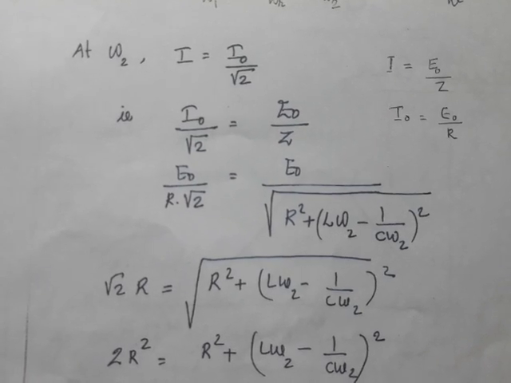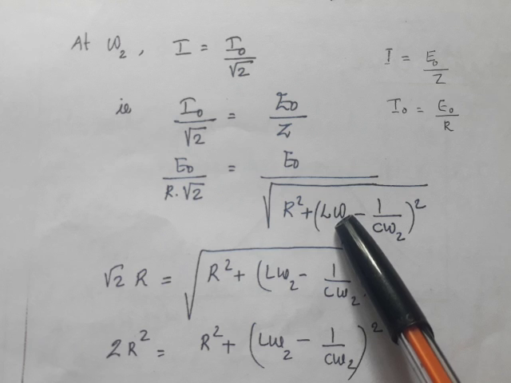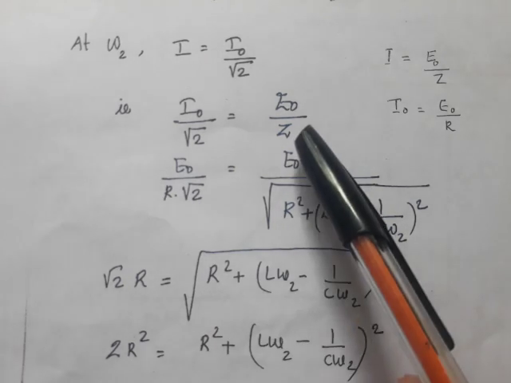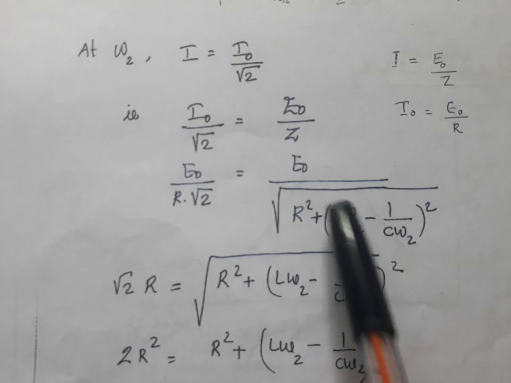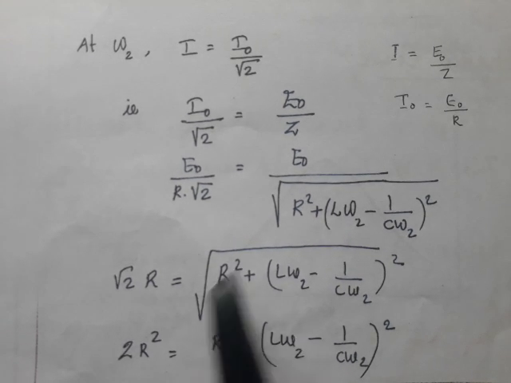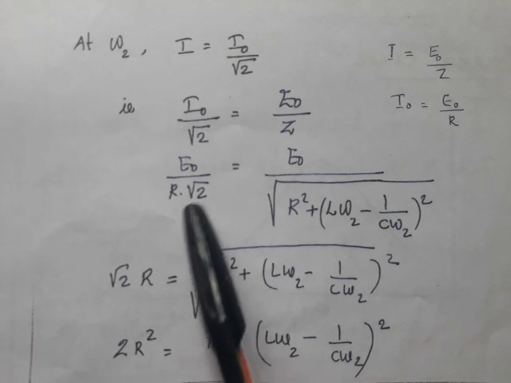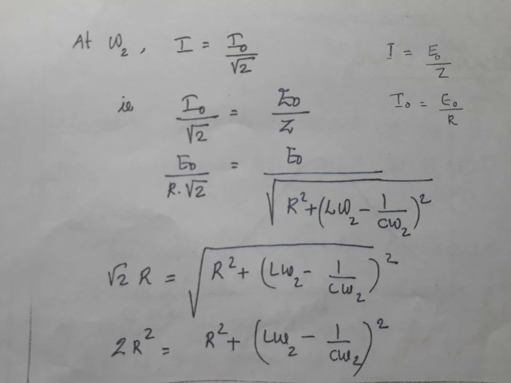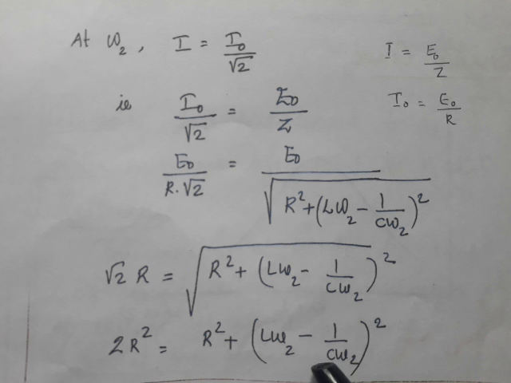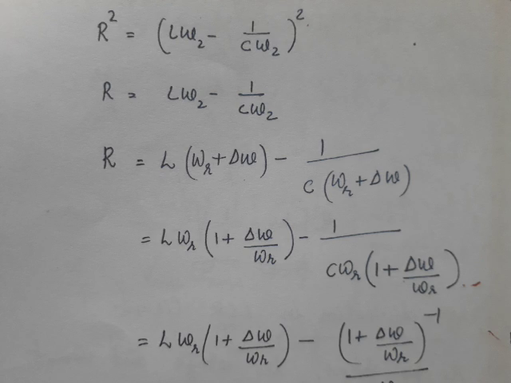So let us substitute omega 2 as the frequency, because the current has become I0 by root 2. So I0 by root 2 is E0 by R root 2, equal to E0 by Z, Z is this, and there we have given omega as omega 2. We can even substitute omega 1 also, no problem. So from that equation, the E0 cancels, and we get R root 2 will remain, and this term, the whole square. Now you can square this equation. It becomes root 2 square, that is 2, R square is equal to R square plus L omega 2 minus 1 by C omega 2, the whole square. From that equation we get R square is equal to L omega 2 minus 1 by C omega 2, the whole square. Or we can get R is equal to L omega 2 minus 1 by C omega 2.